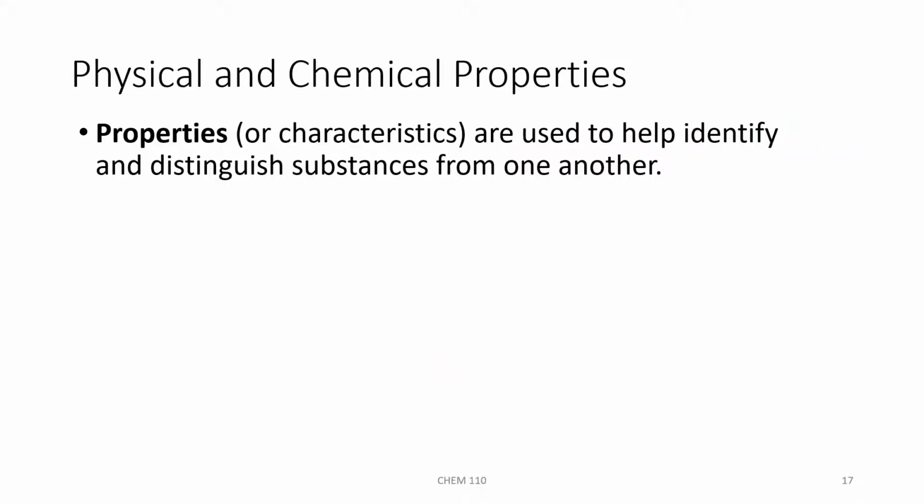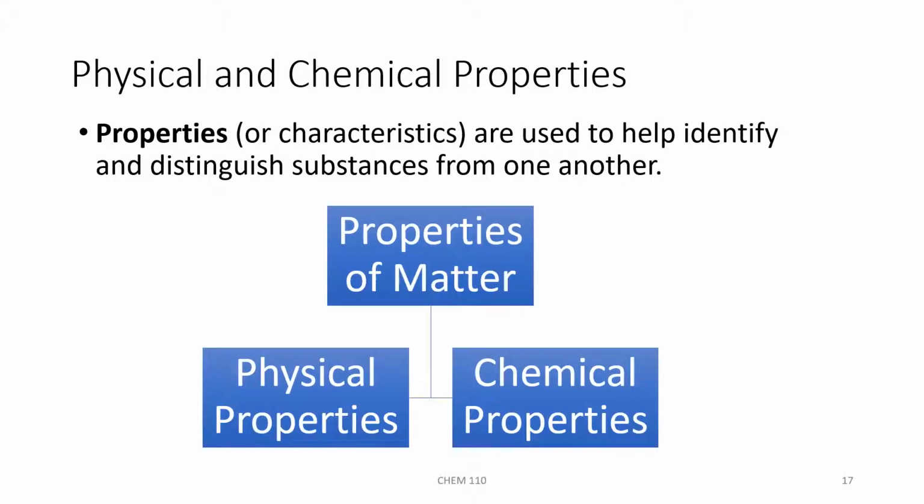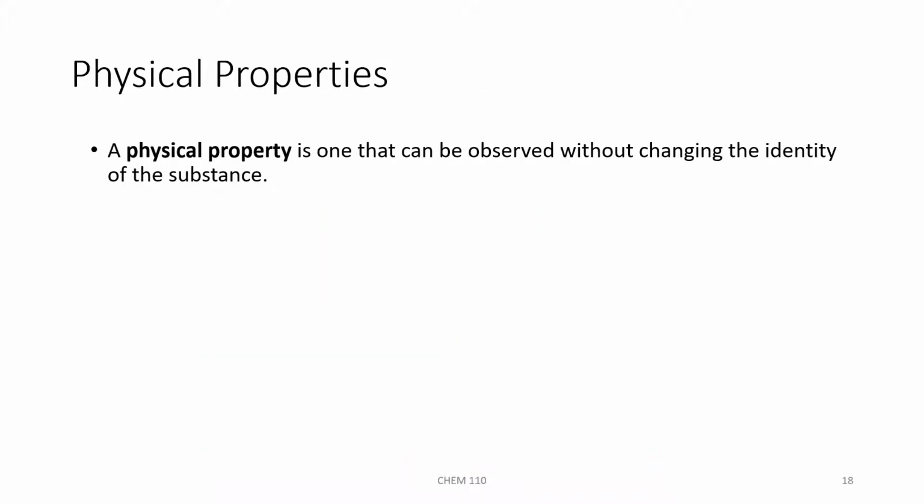We can also describe matter based upon its physical and chemical properties. So the properties or characteristics are used to help identify and distinguish substances from one another. The properties can be broken down into physical things that we can just visually see, or chemical properties that could describe a chemical change. Physical properties should seem familiar to us. A physical property is one that we can observe without changing the identity of the substance.